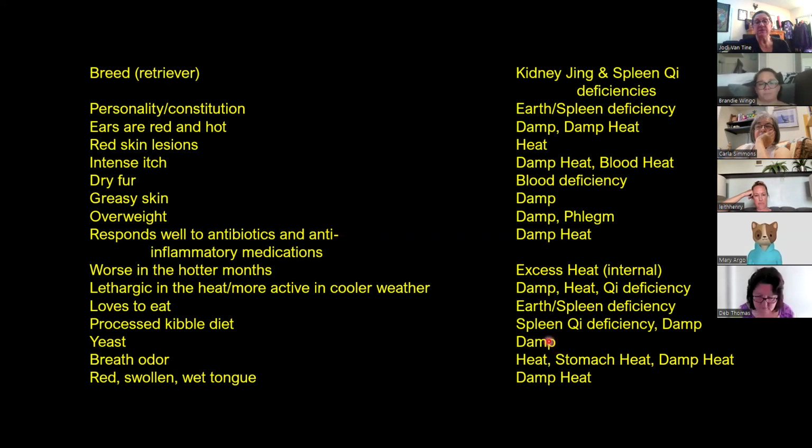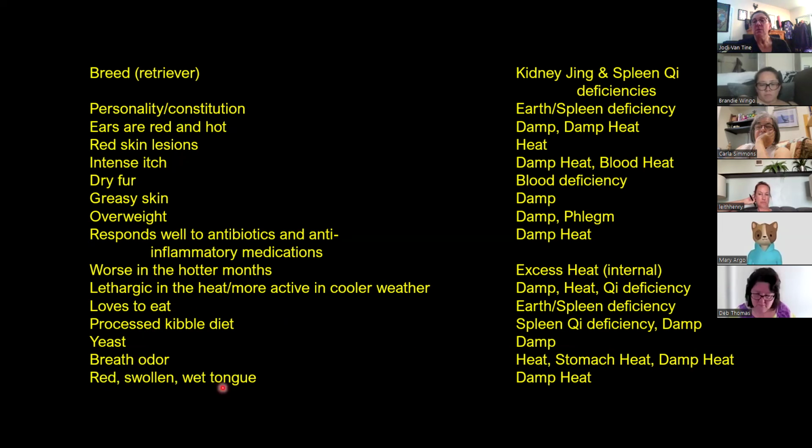Yeast is an indication of damp. And the breath odor is going to indicate heat. So heat, it could be stomach heat, or it could also be damp heat. And then the red, wet, swollen tongue. So the swollen, wet tongue is going to be the damp component, and then the red color is going to be heat.